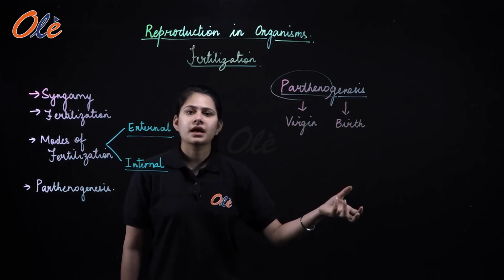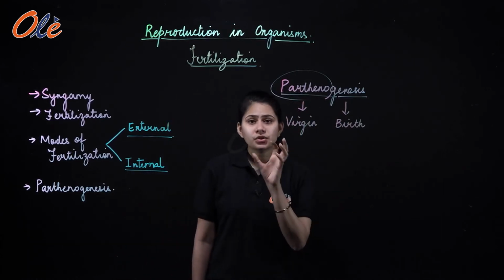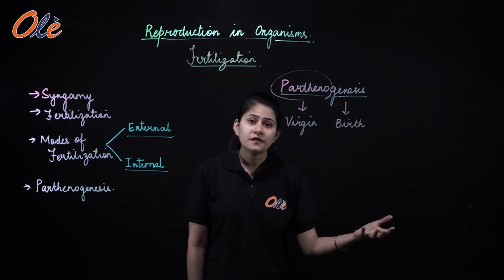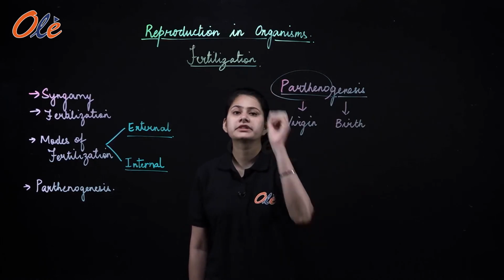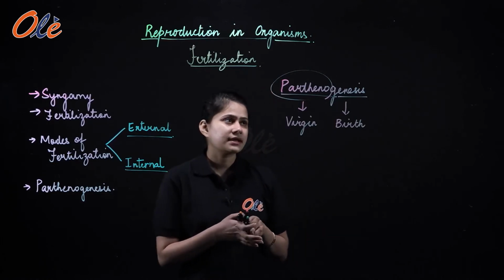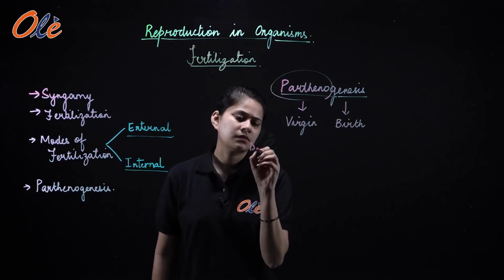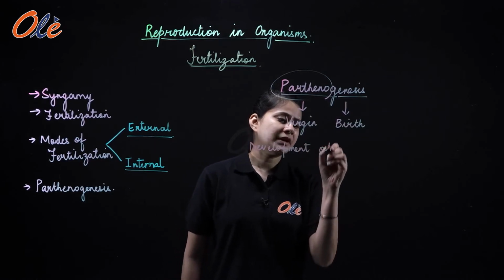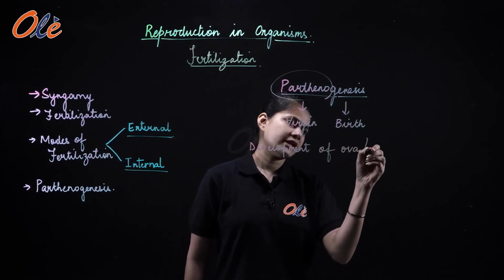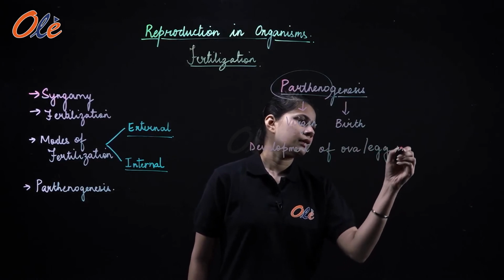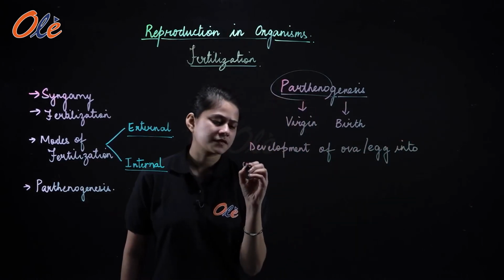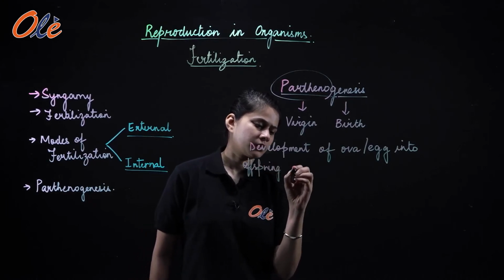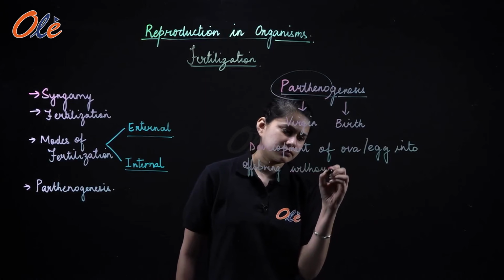अब virgin birth का क्या मतलब है? इसका मतलब है कि जो egg produce होता है या ova produce होता है ना, it can develop into offspring without being fertilized, right? So basically parthenogenesis is the development of ova or the egg into its offspring without fertilization.